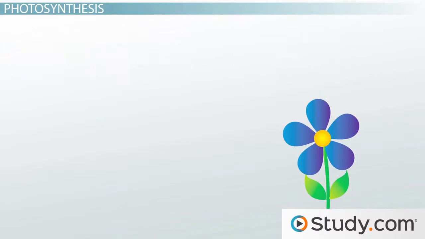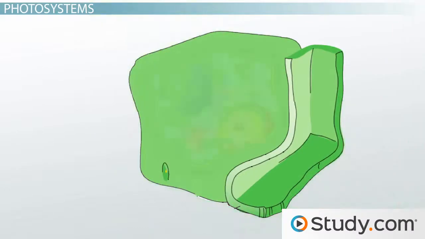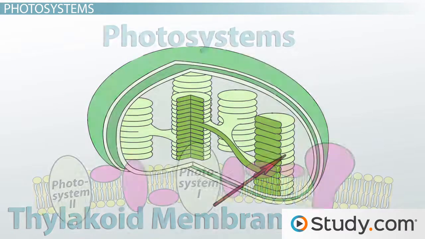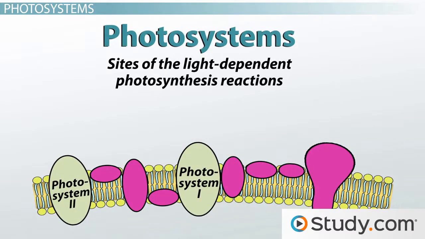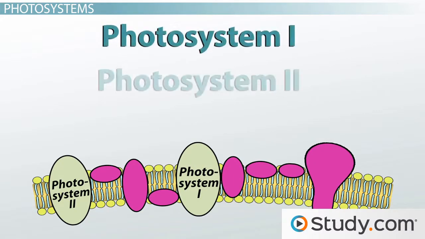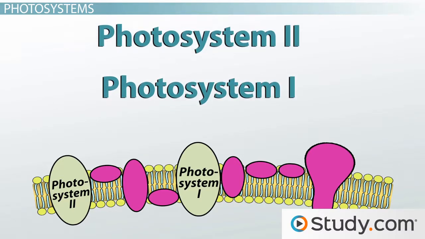In this lesson, we'll learn how two of these reactants are used. Specifically, we'll learn how light energy is used to split water, a process known as photolysis. Inside a plant cell, inside a chloroplast, and within a thylakoid membrane, there are photosystems, which are the sites of the light-dependent photosynthesis reactions. There are two types of photosystems, photosystem 1 and photosystem 2. Photosystem 2 is actually used before photosystem 1, but they are numbered for the order they were discovered.